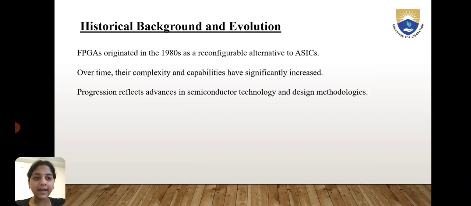Historical background and evolution. FPGAs originated in the 1980s as a reconfigurable alternative to ASICs. Over time, their complexity and capabilities have significantly increased. Progression reflects advances in semiconductor technology and design methodologies.